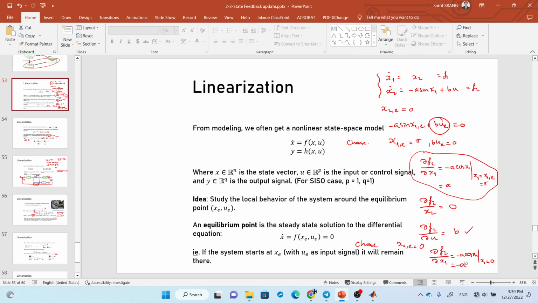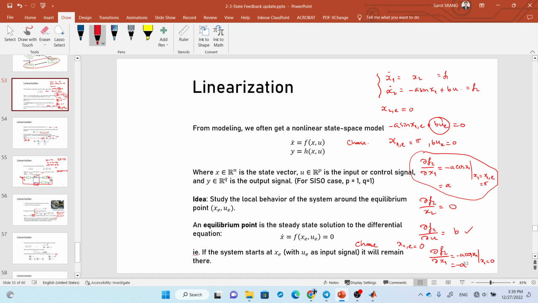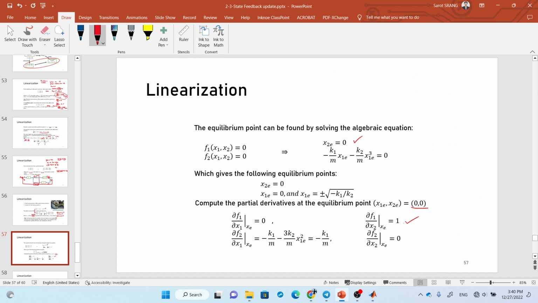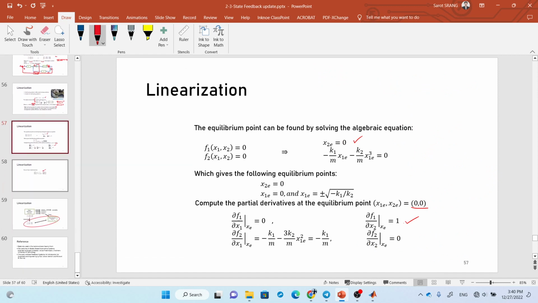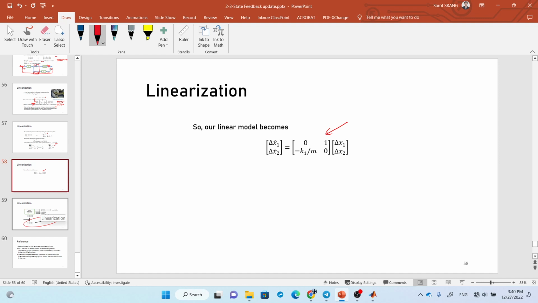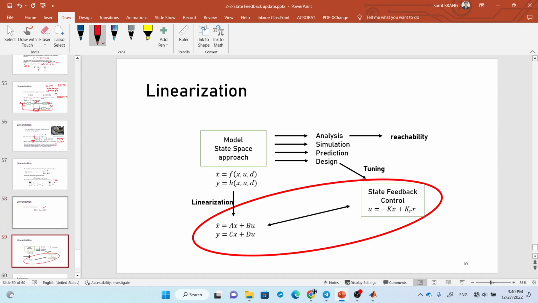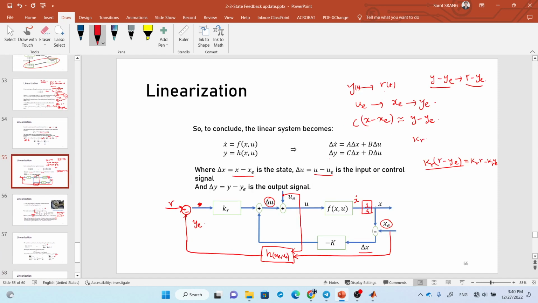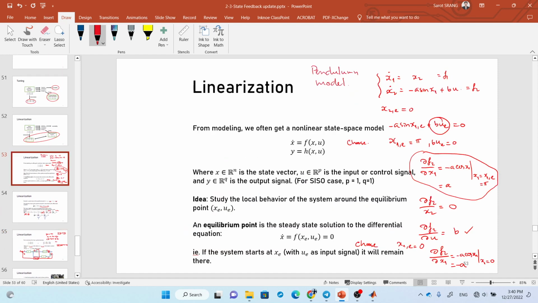Maybe I just note here it's a pendulum model. I think the linearization for the lecture part is already complete. Then you can just simulate these two systems here, right? Just try to simulate the system.